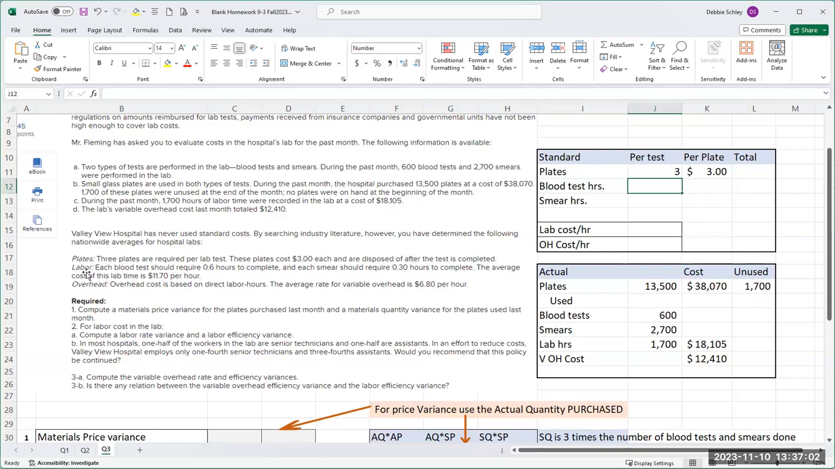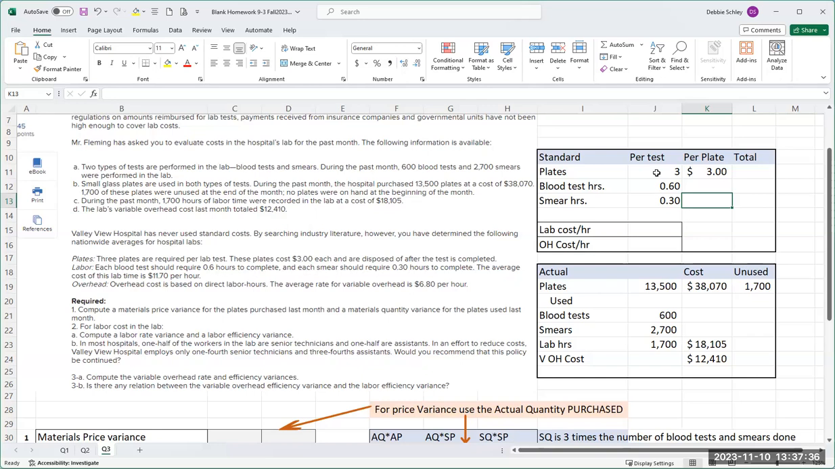Where was I? And are disposed of after the test is completed. Okay, labor. Each blood test should require 0.6 hours to complete. So blood tests are 0.6 of an hour, so a portion of an hour. And each smear should require 0.30 of an hour. So again, those are portions of an hour.